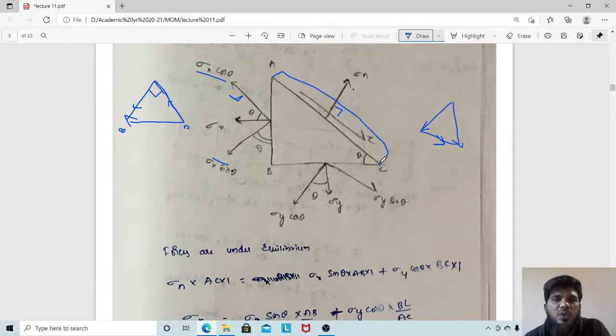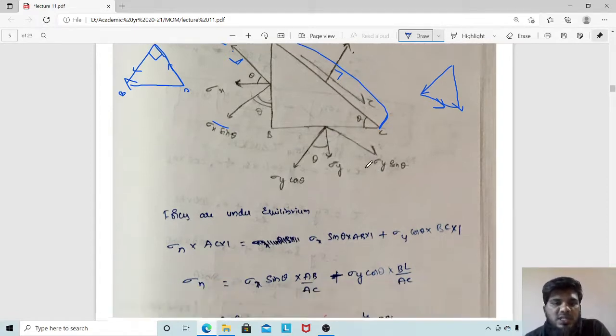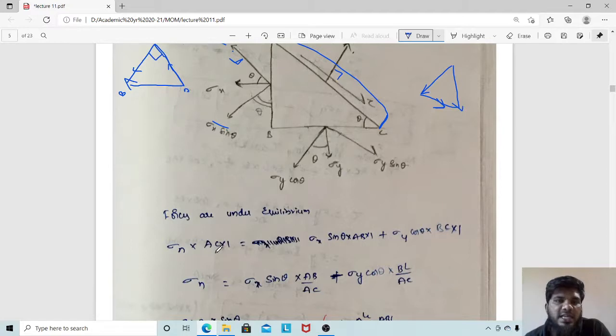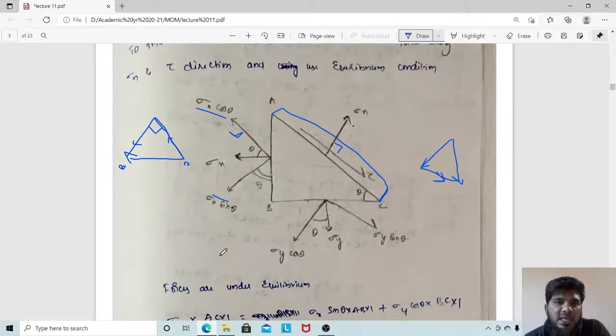So what is the area now? This is becoming a rectangle. AC into the thickness, which is considered as 1. Similarly, in the direction of sigma n, this stress is in the sigma n direction, this stress is in the sigma n direction. Clear? These two are in the sigma n direction. This is going upward, these are coming downward, so this should be equal to this.